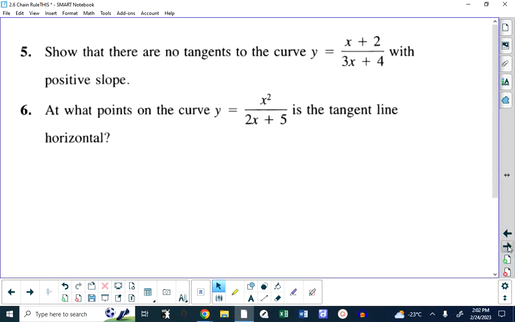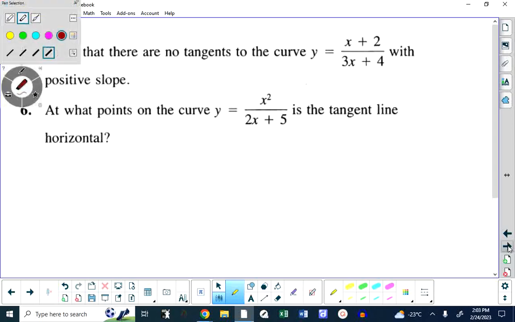Great question. It's a very important question for a number of reasons, and they're going to become apparent as I go through it. At what points on the curve given is the tangent line horizontal? The first thing that I want to draw your attention to, and it's not the first time I've done so, is that a tangent line that is horizontal has a couple of features to it.